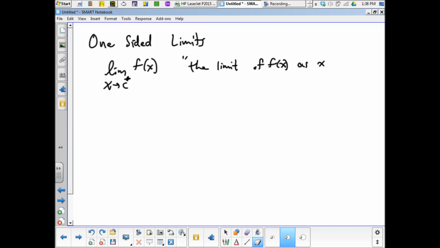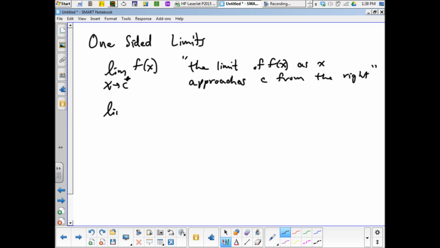So I'll write it out for you. The limit of f of x as x approaches c from the right. That's how it's pronounced. So please don't say c plus. Say c from the right. Okay? And the same thing if you see the minus, that would be from the left. So the limit of f of x as x approaches c from the left. That's how it's pronounced.